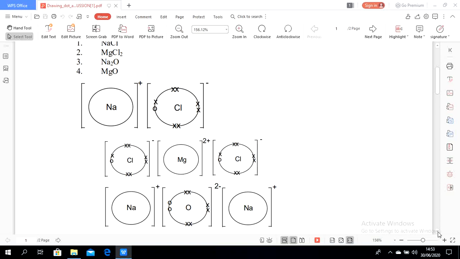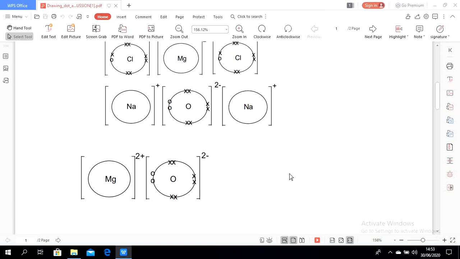And then with sodium oxide, we require 2 sodium atoms and 1 oxygen atom, because 1 oxygen atom requires 2 electrons. So the electrons come from the sodium atoms. These 2 sodium atoms will carry 2 positive charges. Each sodium will carry 1 positive charge, so a total of 2 positive charges.